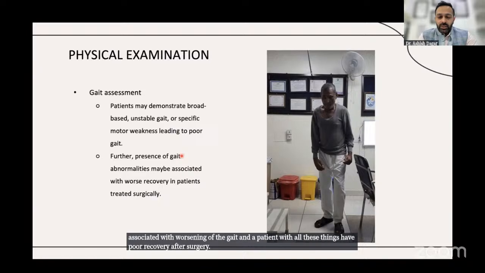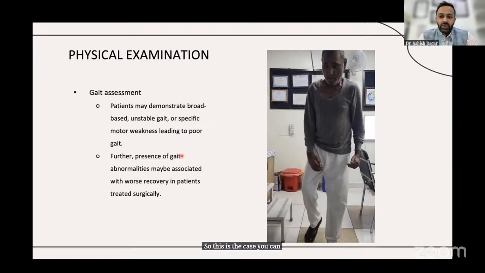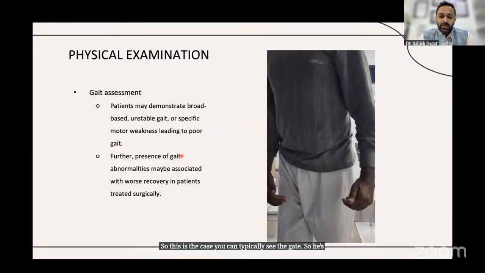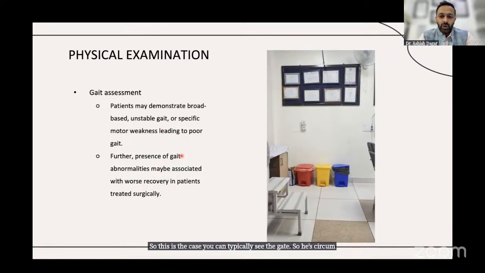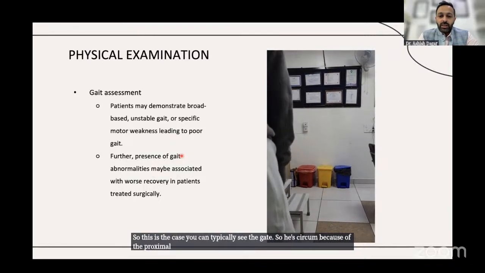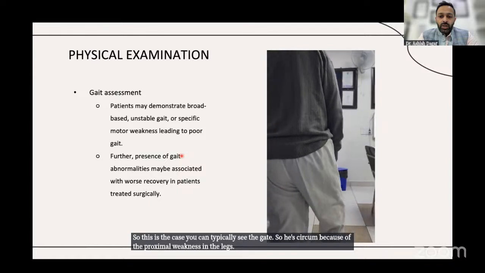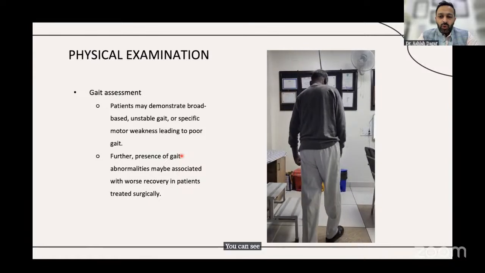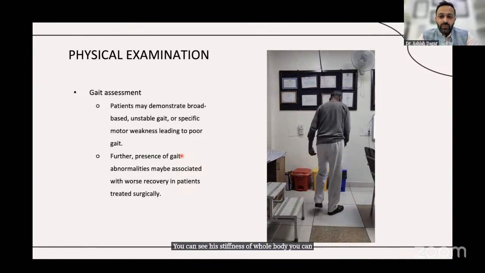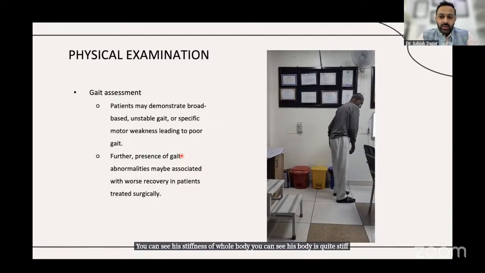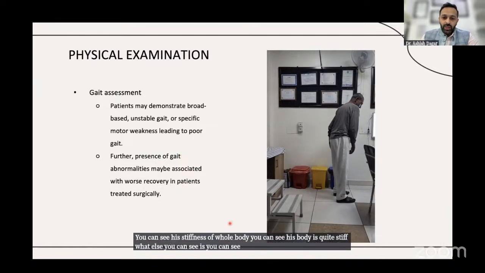So this is the case. You can typically see the gait. He is circumducting his right side. You can see the proximal weakness in the legs. You can see the stiffness of his whole body; his body is quite stiff. What else you can see is, I will just run the video again.